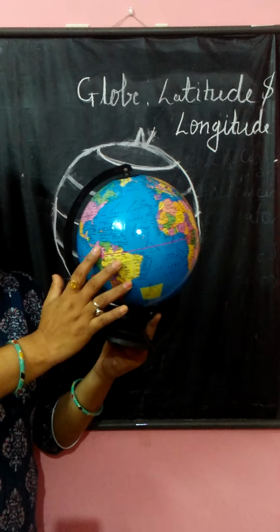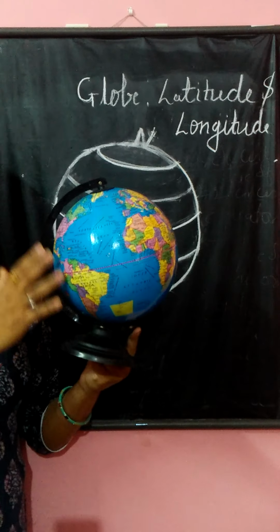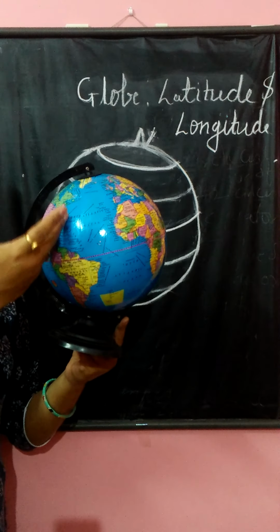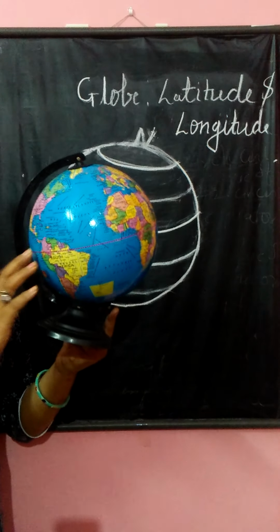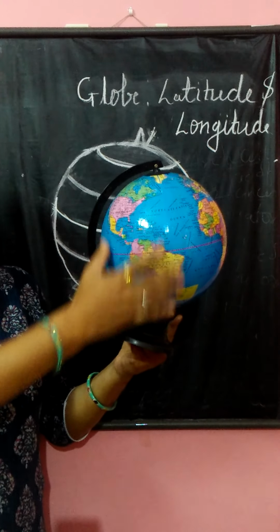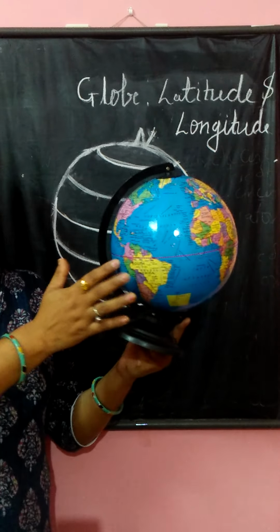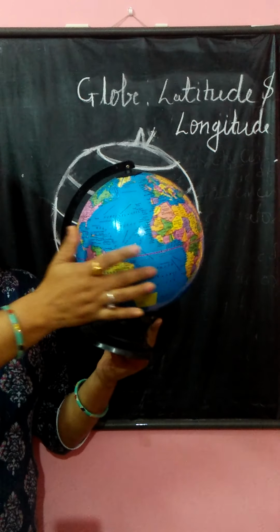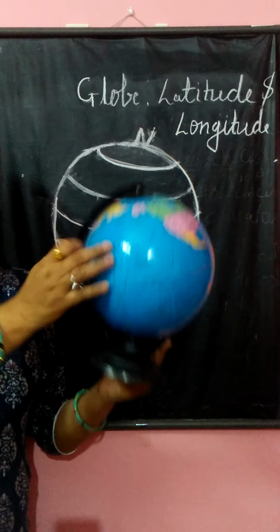Understand? So this is our globe, and it is very useful for us because it shows the physical features of our earth, meaning landmasses, oceans, seas. And as you are seeing in the middle of this globe, a red line. Have you seen this red line? It is the equator. Understand?